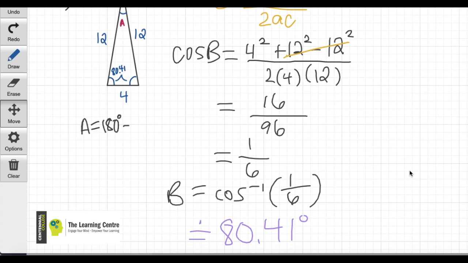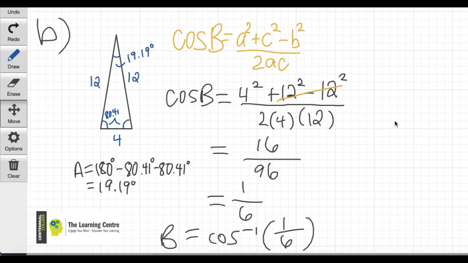Now to solve for A, we simply subtract 80.41 twice from 180 degrees, and this gives us that angle A is approximately 19.19 degrees. Solving questions is not always this simple, so please refer to our following example in the next video about the different cases of oblique triangles.